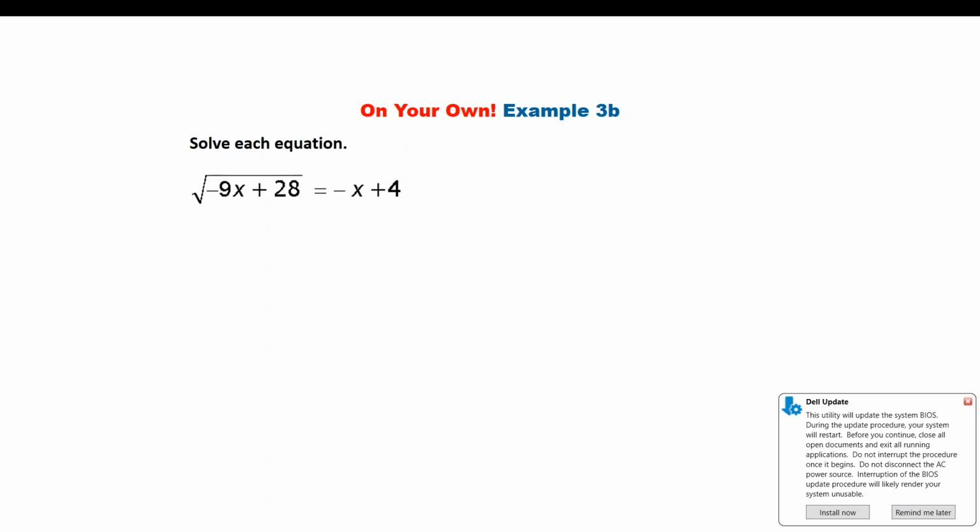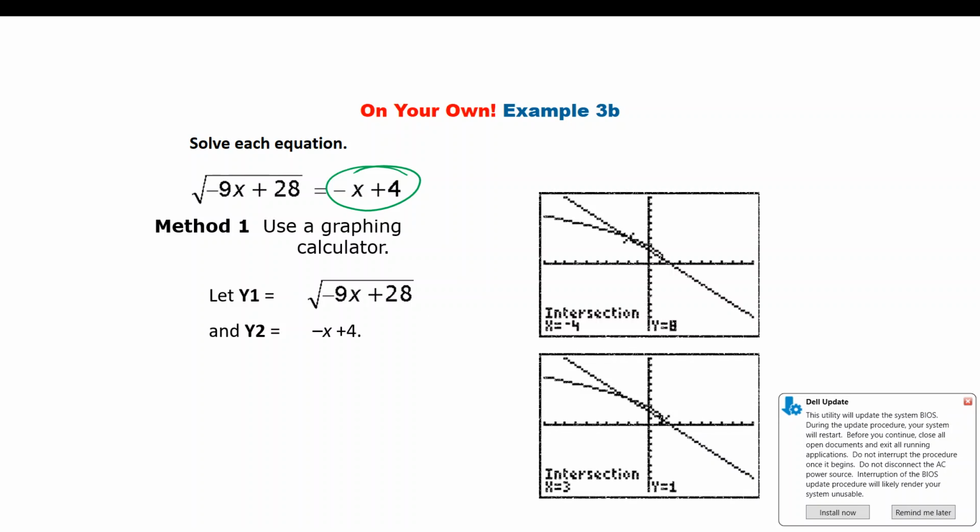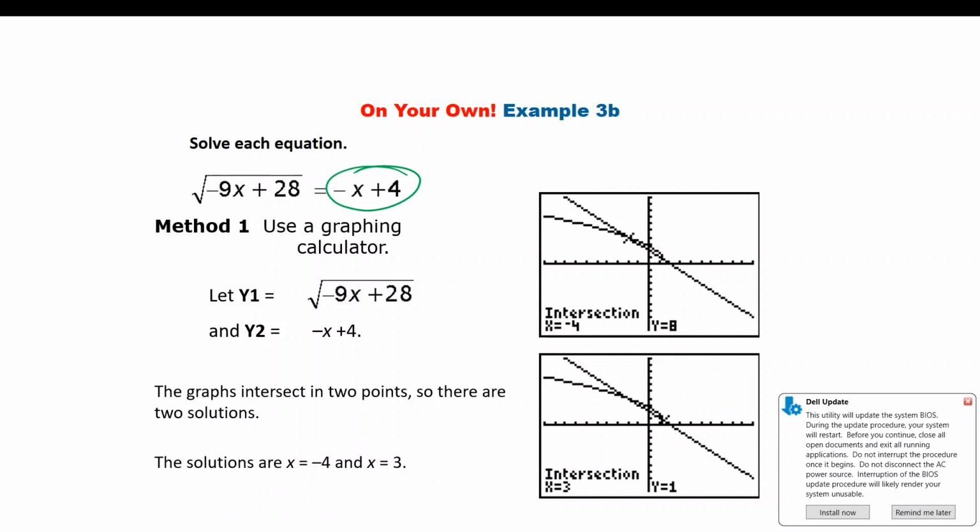All right, so on this one, since we're doing the calculator first, you just let y1 equal that and y2 equal this answer part. Just click table or graph, whichever one you like. And the graph intersects in 2 points. So there are actually going to be 2 solutions. So notice there's a point here and a point here.